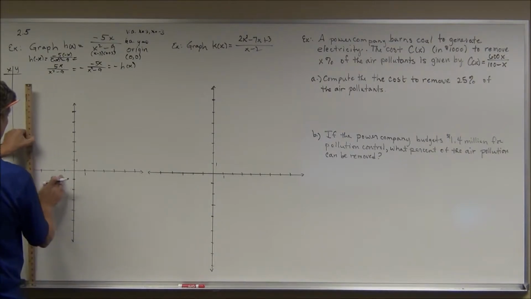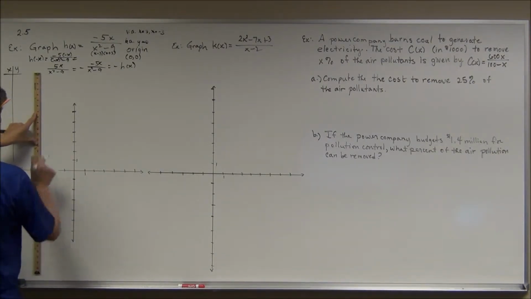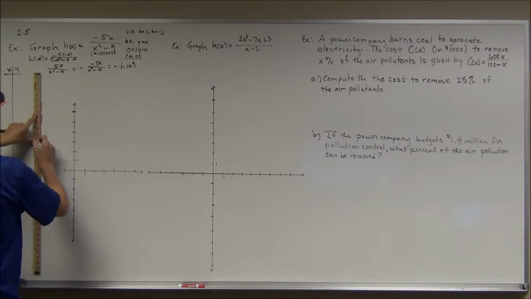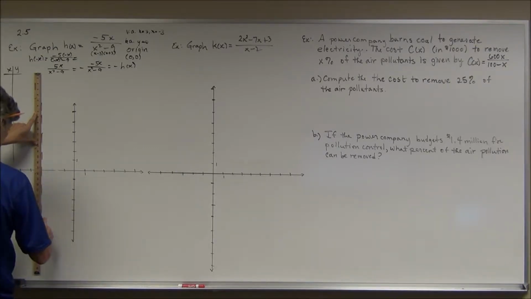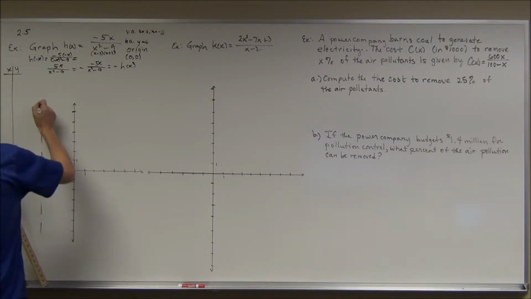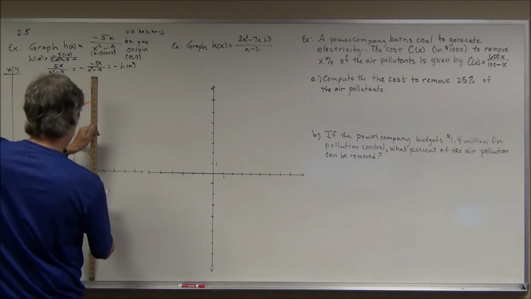Alright, so 1, 2, 3. I'm going to use this to make it a little bit nicer. Again, you're using graph paper, so you should have a straight edge, and you should have good graphs. Not sloppy like mine. Something you can be proud of turning in. And x equals positive 3.